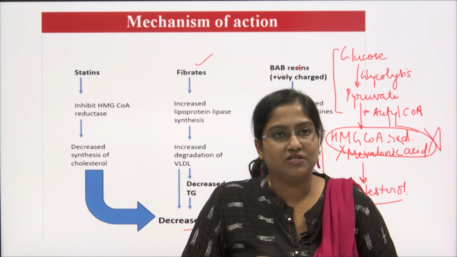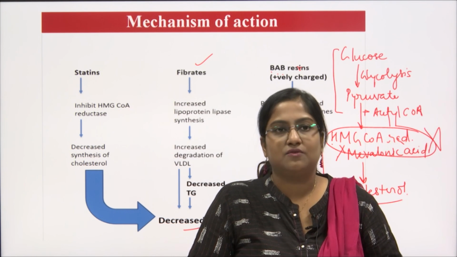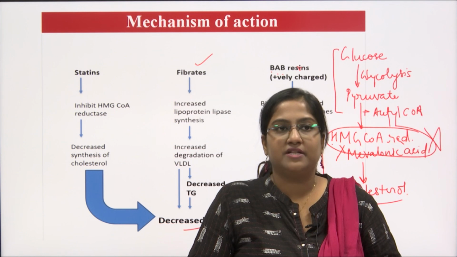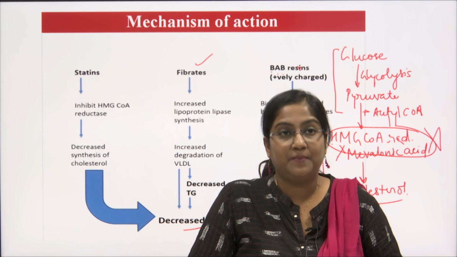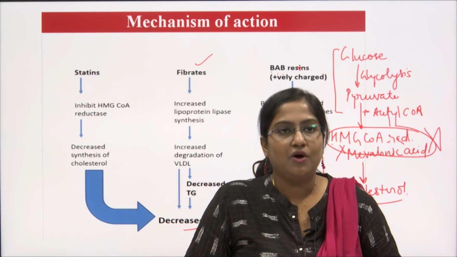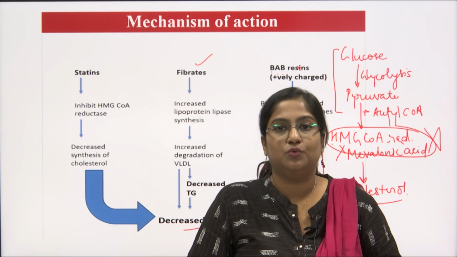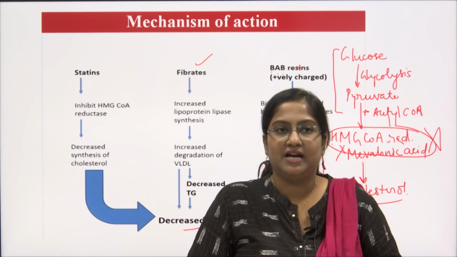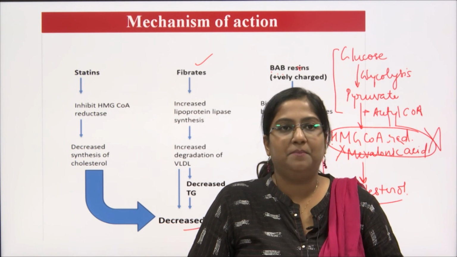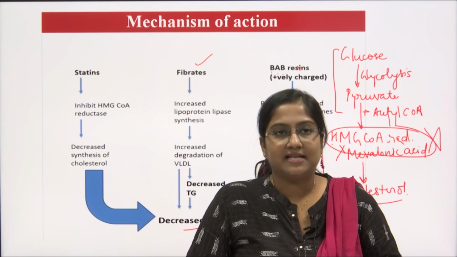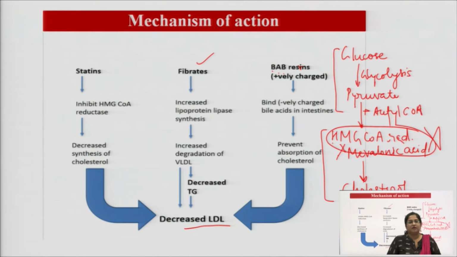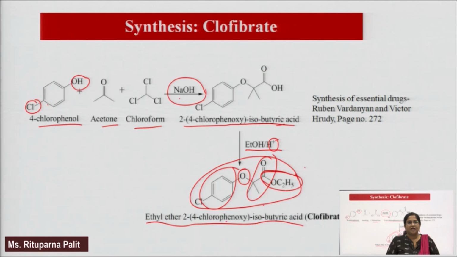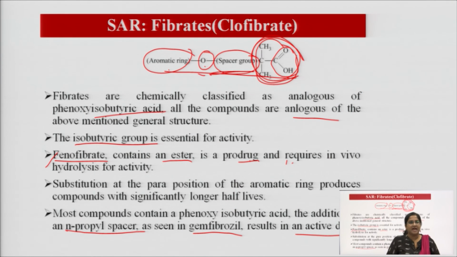These are the mechanisms of action which we discussed already. Statins work on the HMG coenzyme A reductase enzyme and stop the synthesis of cholesterol, whereas fibrates increase the synthesis of lipoprotein lipase, which is an enzyme to degrade the VLDL, that is very low density lipoprotein. BAB resins, that is bile acid binding resins, are positively charged agents which bind in the intestine to decrease the formation. This is the synthesis which we discussed, and the SAR.